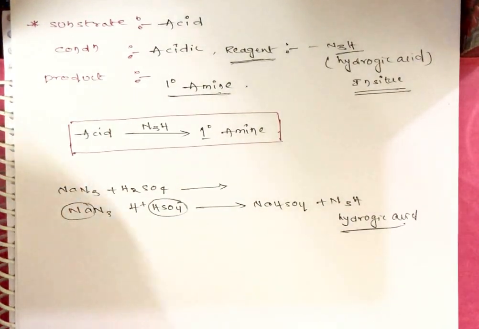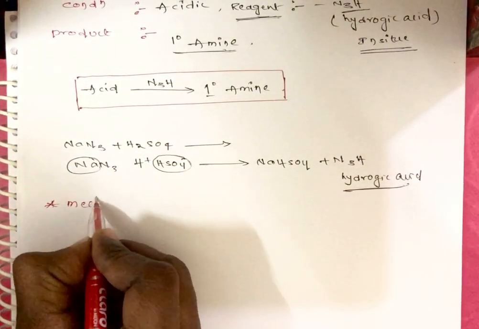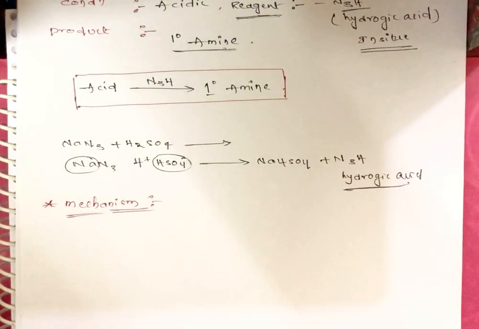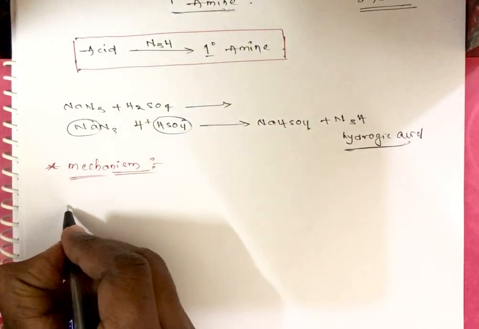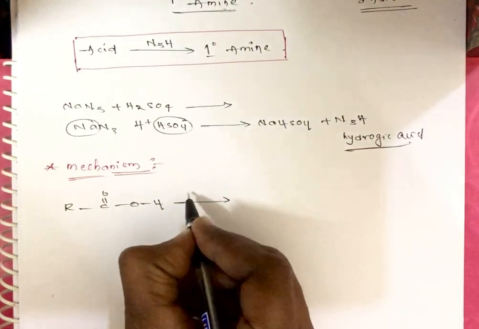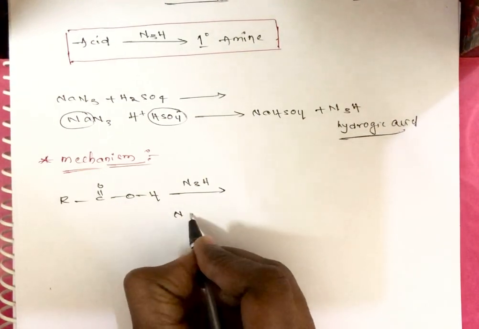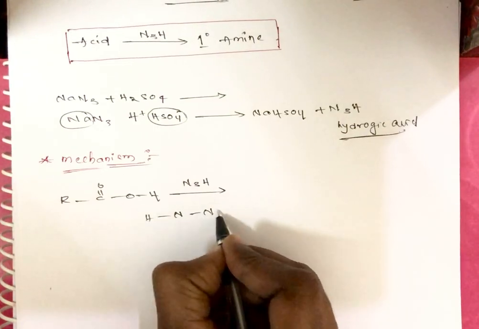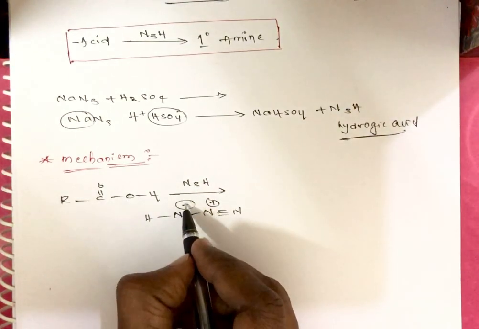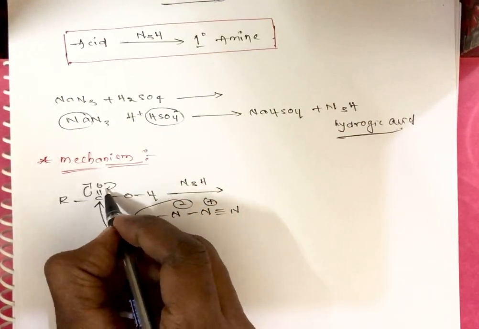Let's see the mechanism so that you can understand what exactly is happening in this reaction. I am going to take the acid, C=O with OH, treated with N3H, which I write as HN triple bond N with plus and minus charges. The nucleophile attacks the carbonyl center, the bond migrates, and OH will leave.